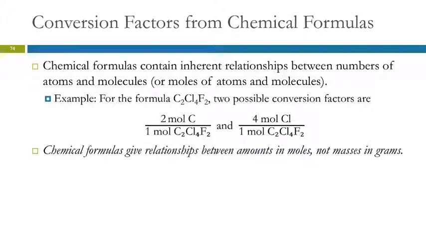Okay? So the chemical formulas give us the relationships between compound and element, but very important, it's in moles, not in mass or grams. So we can't say that there's 4 grams of chlorine in 1 gram of the compound. It doesn't work. Moles are counting units.